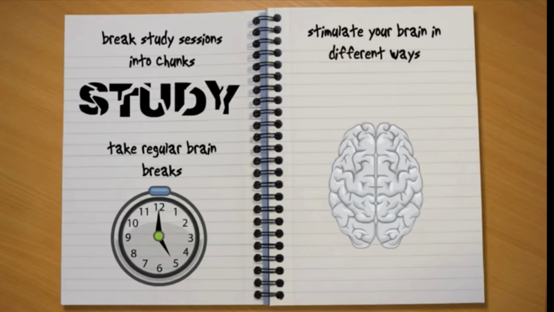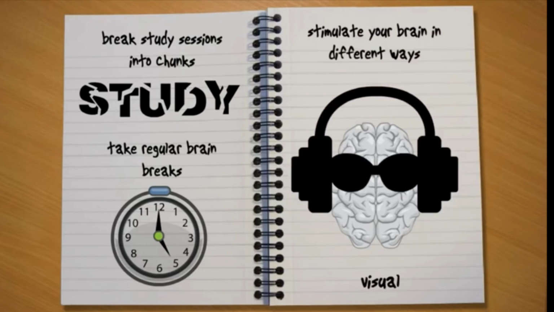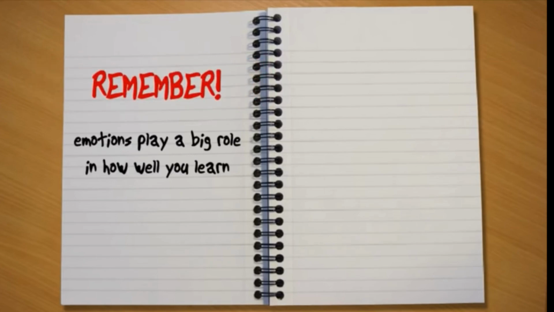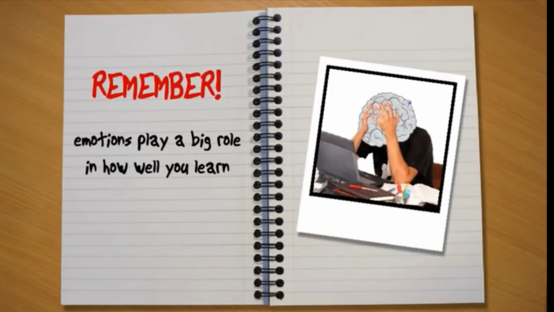Stimulate your brain in different ways. A combination of audio, visual, and kinesthetic learning is often the best way to take in new information and learn new skills. Remember that your emotions play a big role in how well you learn. It's best to avoid studying or trying to learn new things when you're stressed or upset.